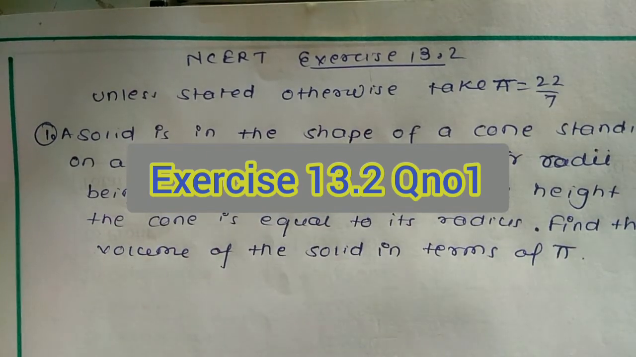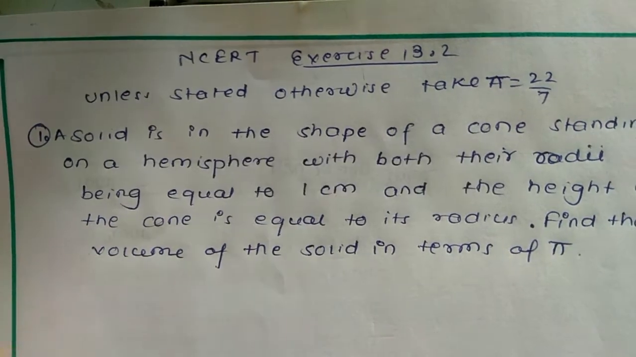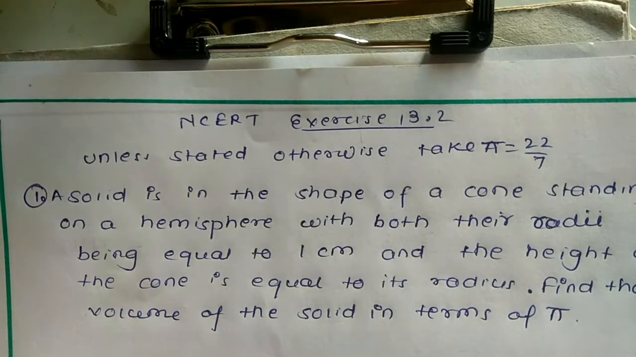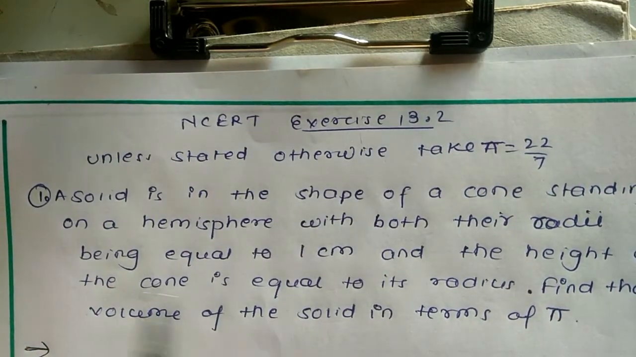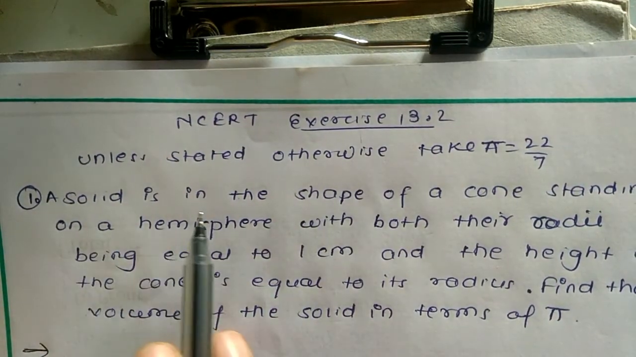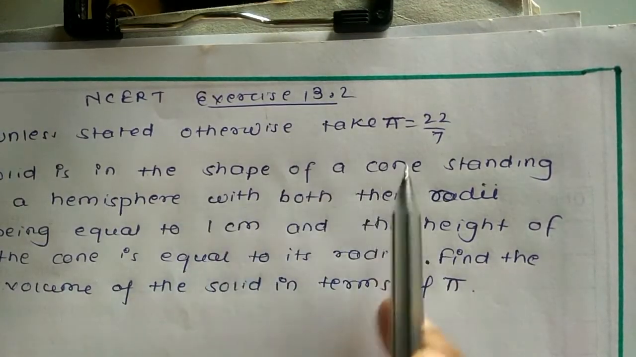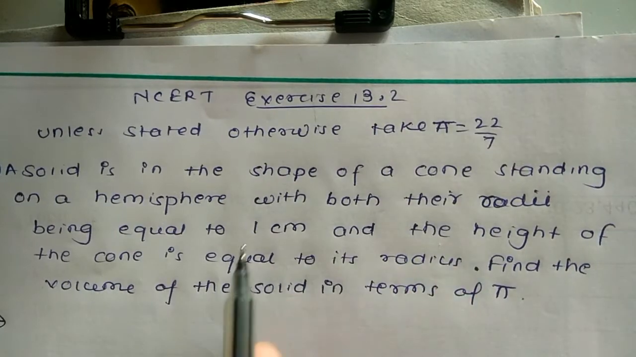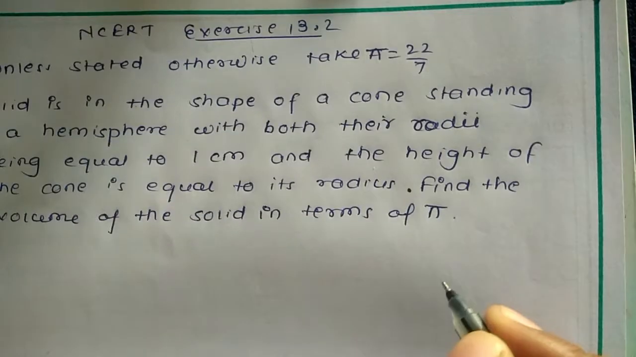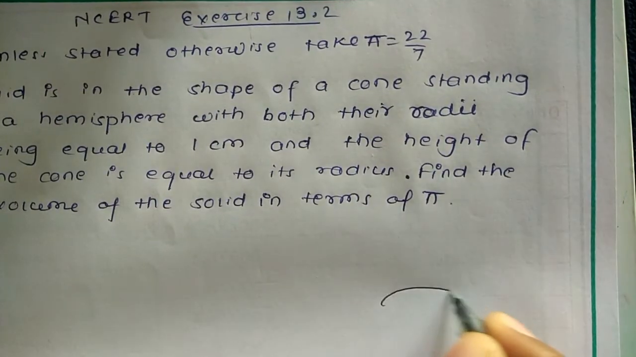Hello students, today I am going to explain question number 1 from exercise 13.2. So let us start. I wrote here the question: a solid is in the shape of a cone. The solid has a cone standing on a hemisphere. Let us draw the figure so that it will be very easy to understand.